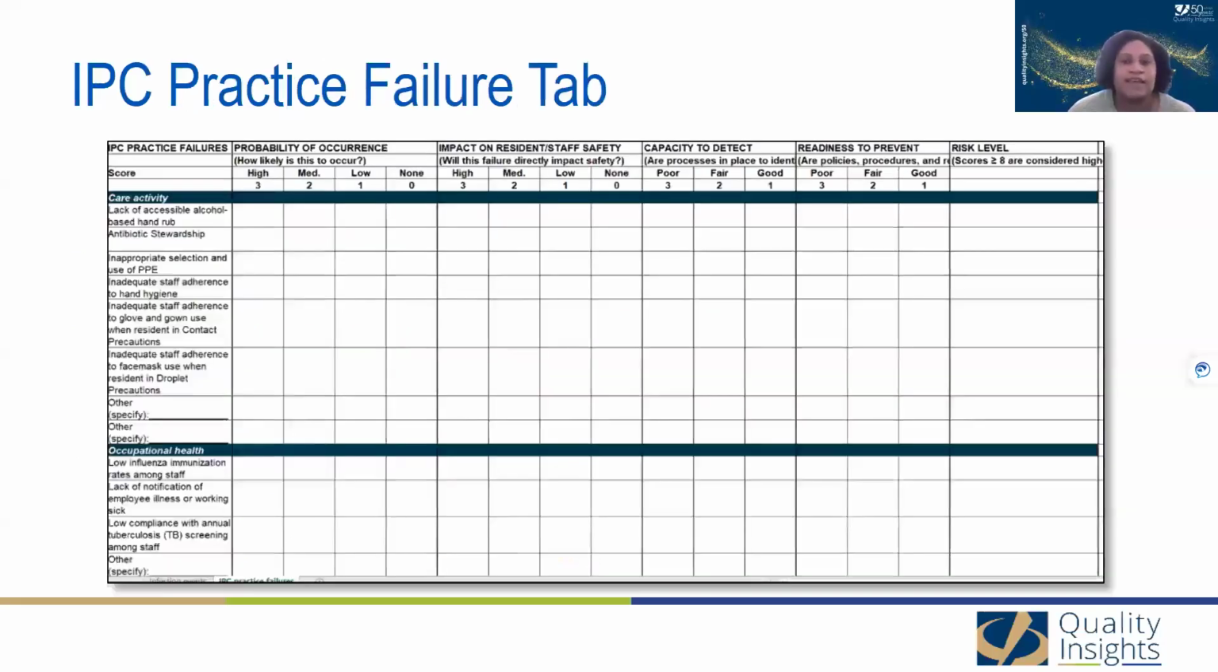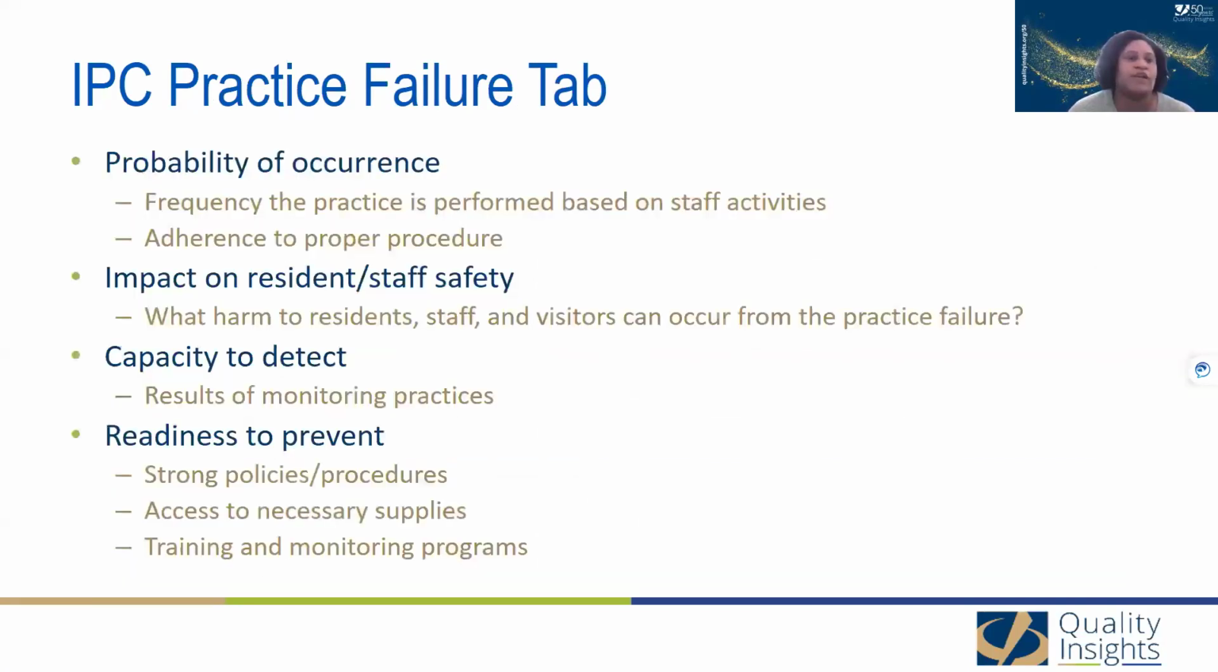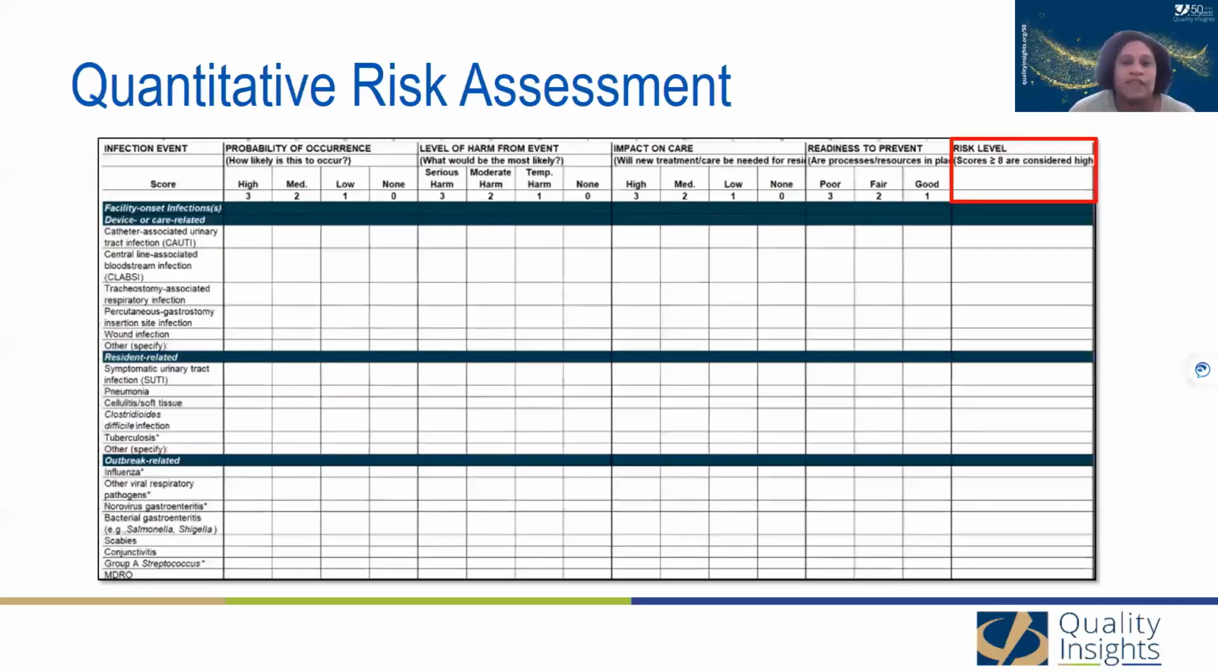This form has a second tab on it, which is also a part of your risk assessment. And this one focuses more on infection control practice failures. So the scoring for that is very similar. It has a probability of occurrence, impact on resident or staff safety, capacity to detect, and readiness to prevent. So the last column is your risk level.